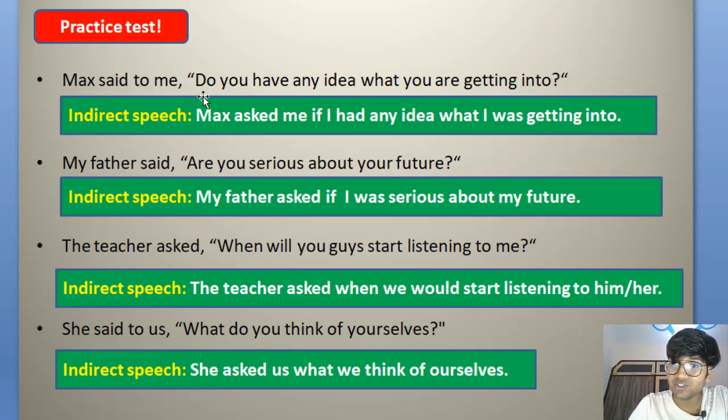Question number 1. Max said to me, "Do you have any idea what you are getting into?" Can I say yes? Yes. Can I say no? Yes, I can. So, "do" will change into "if" or "whether". Max asked me if, and who is "you"? That is me. If I had any idea what I was getting into. Max asked me if I had any idea what I was getting into.